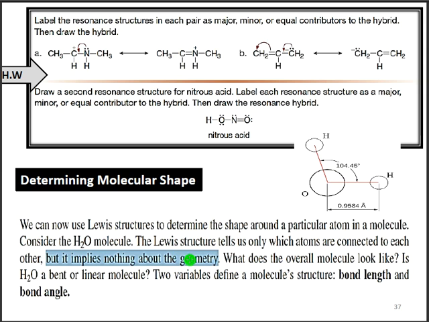The Lewis structure actually doesn't tell us anything about the geometry. What does the overall molecule look like? Is H2O a bent or linear molecule? That means we have two important factors for determining the molecular shape: bond length and bond angle.